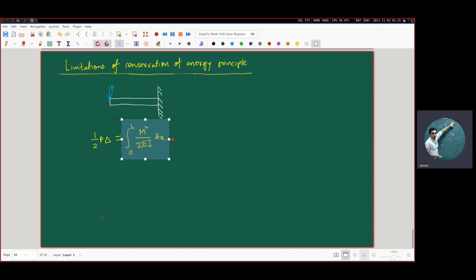This is our right hand side, the strain energy of the beam associated with this bending situation. Now, as we have done so many times earlier, we are going to take a little cut section and isolate the left hand side part of it like this. This is our force P.